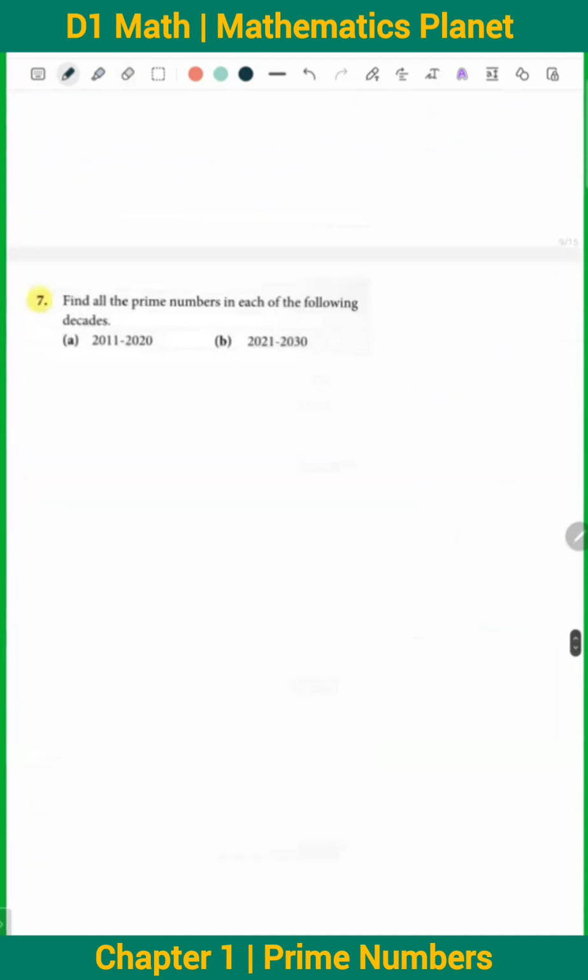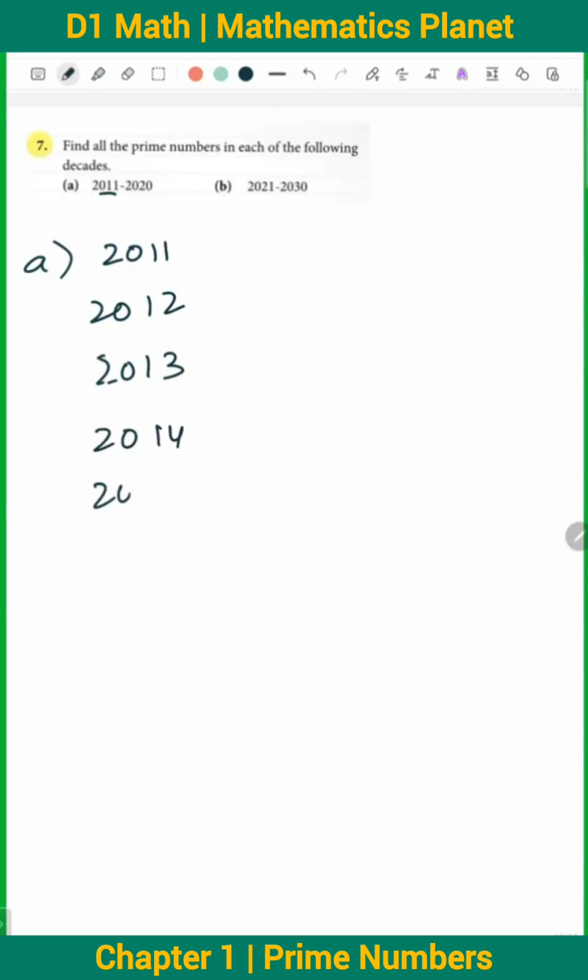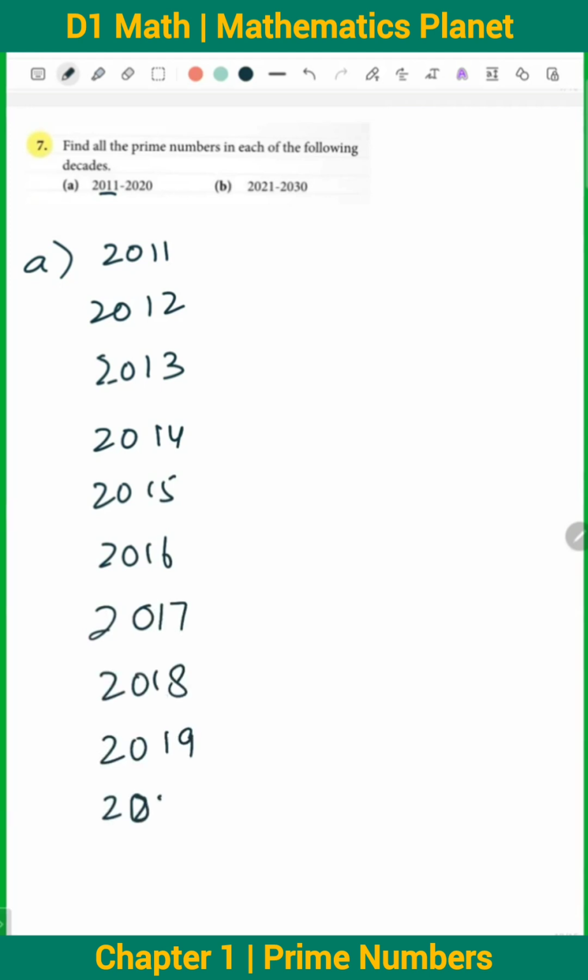5 and 6 are done. Okay, 7. Find all the prime numbers in each of the following decades. A. Is 2011 a prime number? Yes, it's a prime number. So I will write all of the list. 2011, 12, 13, 14, 15, 16, 17, 18, 19, 20. And now I will mark the prime numbers.